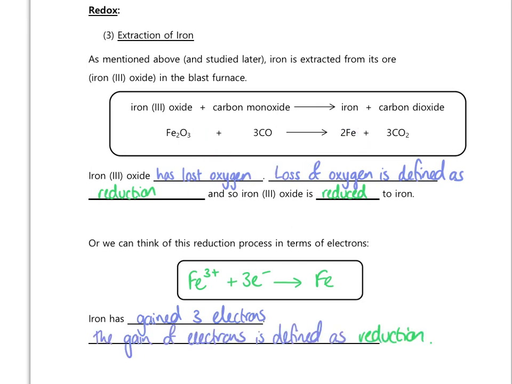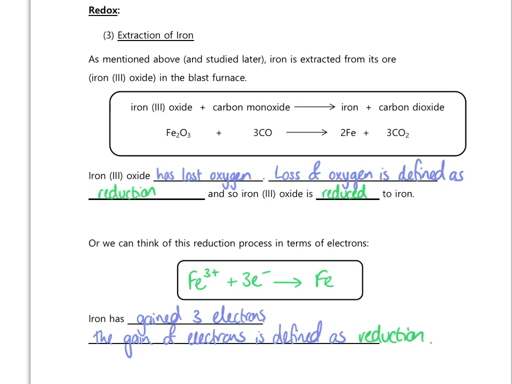So in two ways we can see that iron has been reduced. We can see that in terms of the fact that iron oxide has lost oxygen, but also the iron ions within the iron oxide have gained electrons, and that is also defined as reduction. So we could say this process is reduction, and that is the main purpose of this reaction, to extract the iron. But that's not the full story.